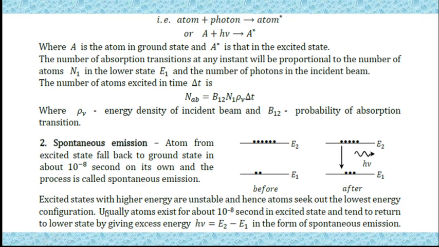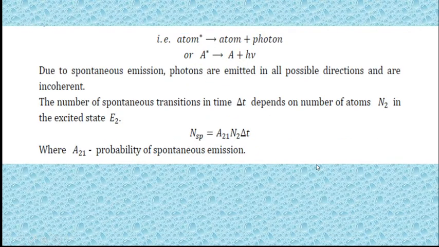So here it is represented in detail. In 10 power minus 8 seconds, these atoms return back to ground state. While returning back to ground state, the energy difference will be emitted in the form of a photon of energy h nu, that is equal to E2 minus E1. When an atom from the excited state returns back to the ground state on its own, it is called spontaneous emission. During the process, the energy difference E2 minus E1, equal to h nu, will be emitted in the form of a photon.